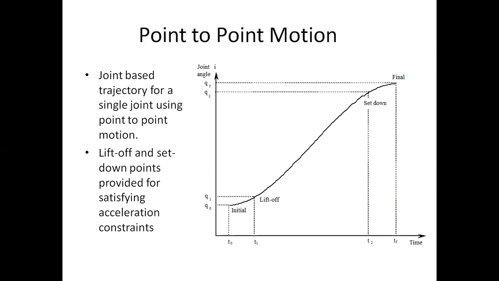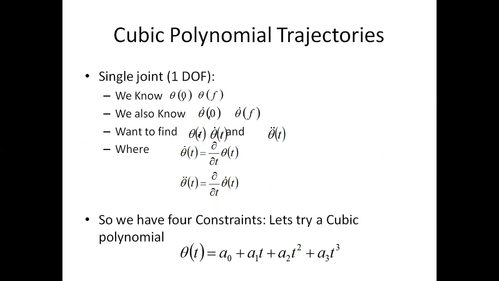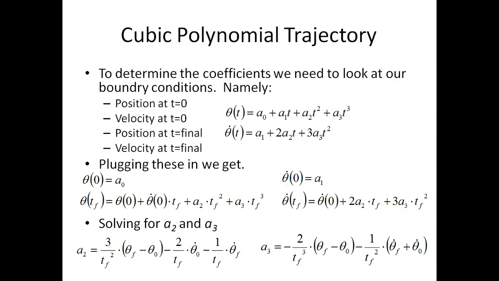Similarly, lift off and set down points will be provided for satisfying acceleration constraints. Taking the cubic polynomial trajectories, we'll have a single joint degree of freedom. So theta naught and theta f will be there, and both depend on each other. Similarly, we'll have four constraints. The cubic polynomial is a0 plus a1 t plus a2 t square plus a3 t cube.